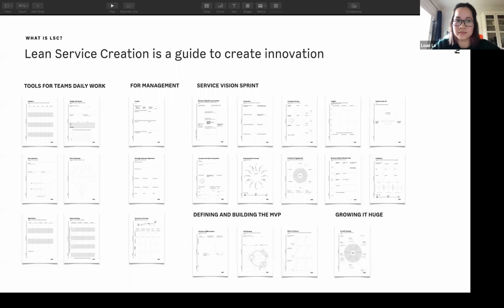Asking the right question at the right time is by far the most important part of creating a product or service. Each of these canvases has a series of questions that help you find out the important information that you need at each particular phase in this process. And among these phases, design is the core of LSC, which we call the service vision sprint.